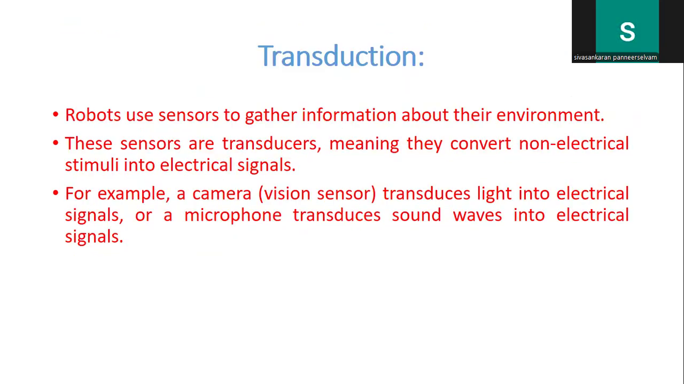Let us see the transduction principle. Robots use sensors to gather external information about the environment. These sensors are nothing but transducers, meaning they convert non-electrical stimuli into electrical signals. For example, a vision sensor used in a camera will transduce light into an electrical signal, and a microphone transduces sound waves into an electrical signal.